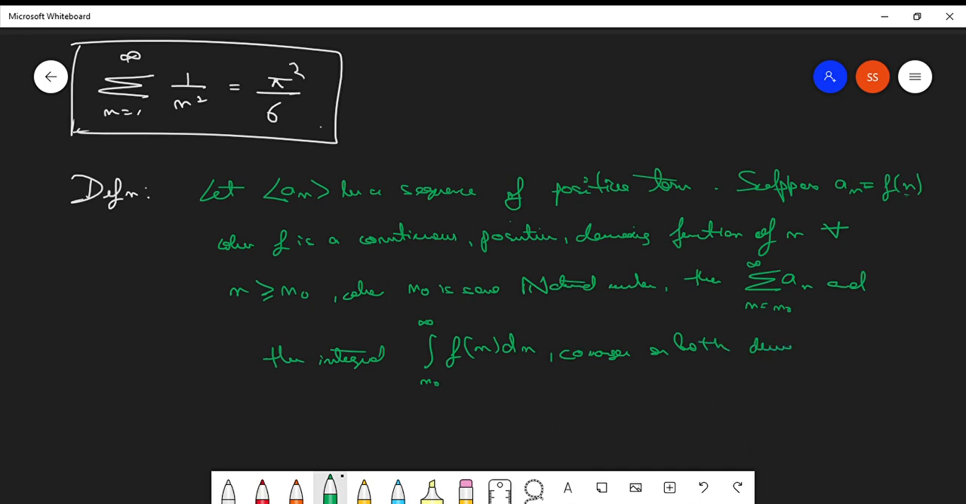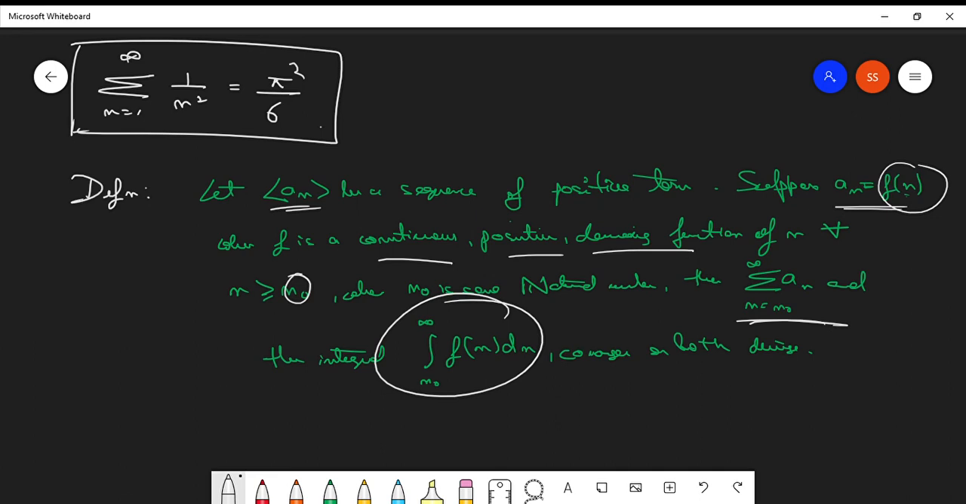Okay, this is what we used here. This is the proof we use. If you have a sequence an represented by some function f of n, where f is a continuous, positive and decreasing function for values of n greater than n naught, then this summation from n naught and this integration also from n naught both converge or both diverge. Is that clear? I hope you will remember.